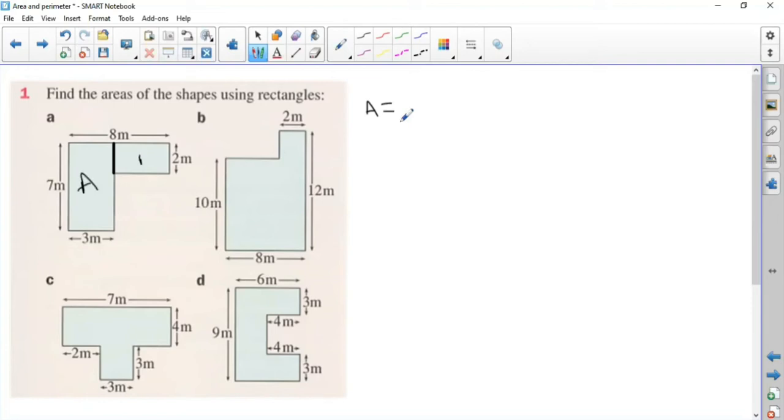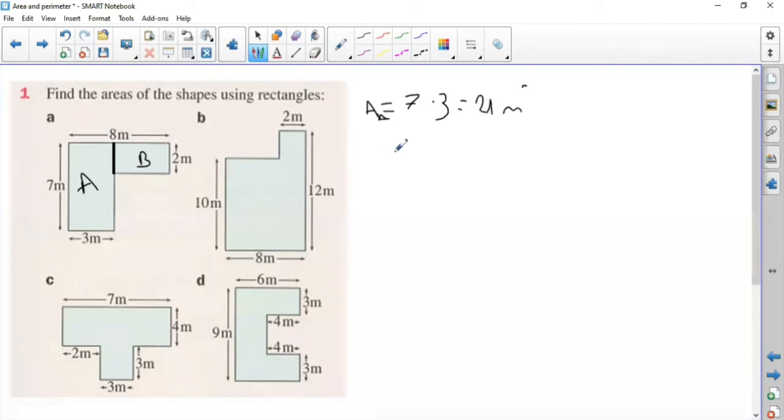So the area of A is? The dimensions are 7 meters, 3 meters, 4 meters, because we split it in 3 meters. So the length is 3 and the width is 7. So the area will be length times width, 7 times 3. So it is 21 meters squared.